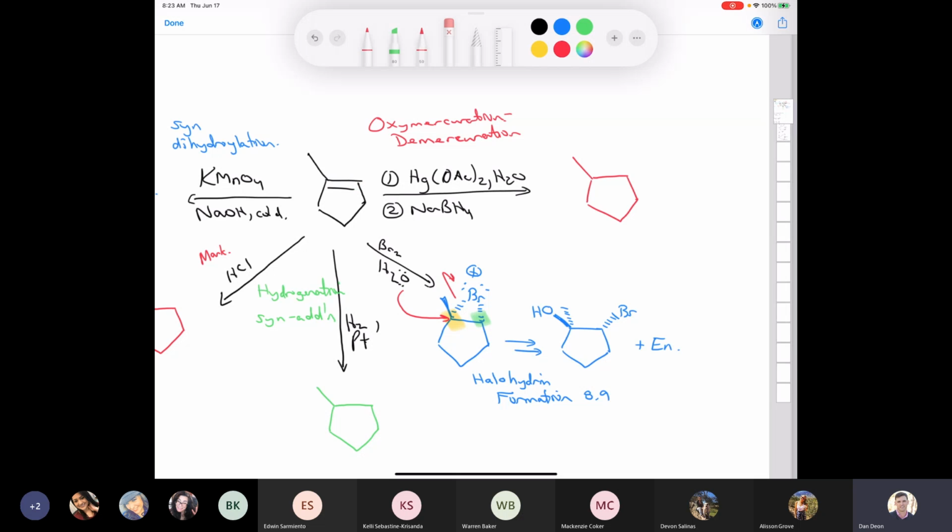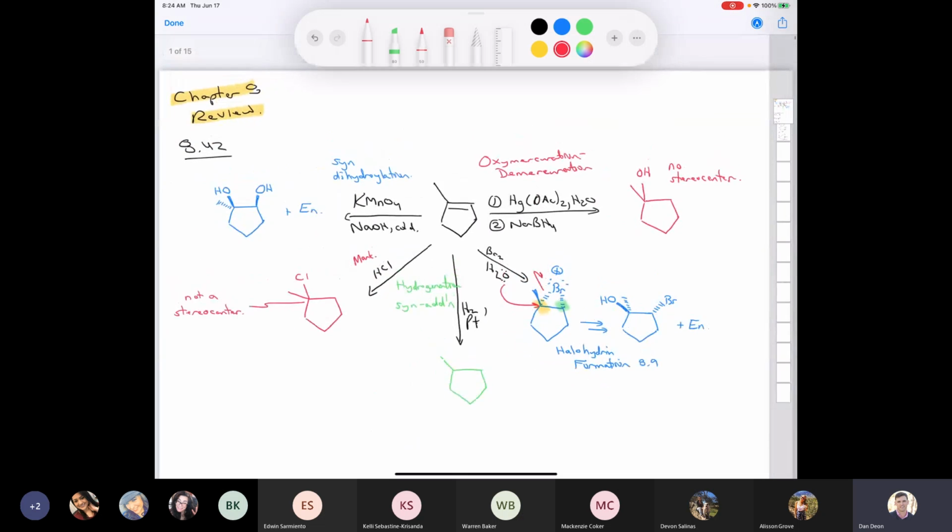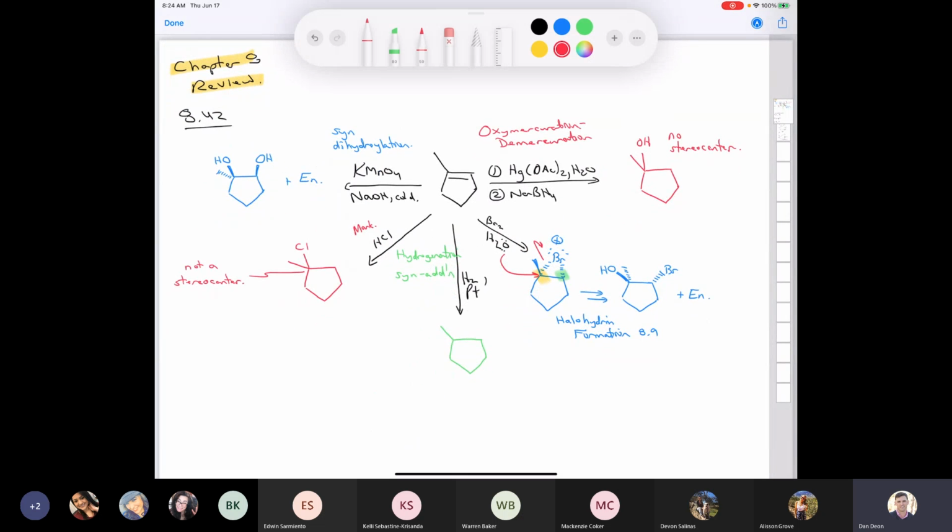So let me just delete that. There we go. So our hydrogen would go on this carbon, and then our hydroxyl is going to be over here. And again, there's no stereocenter, so we don't have to indicate any kind of stereochemistry. All right, there we go. So that question gave us some good review. So you might want to look over or review hydrogenation and halohydrin formation, which is in section 8.9.